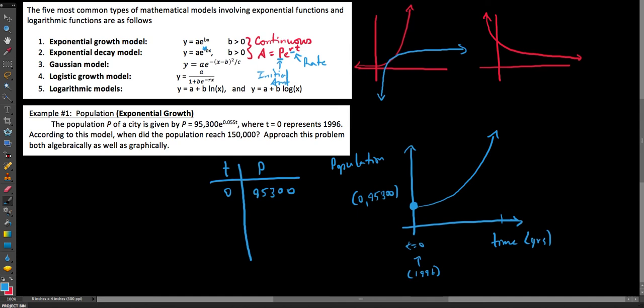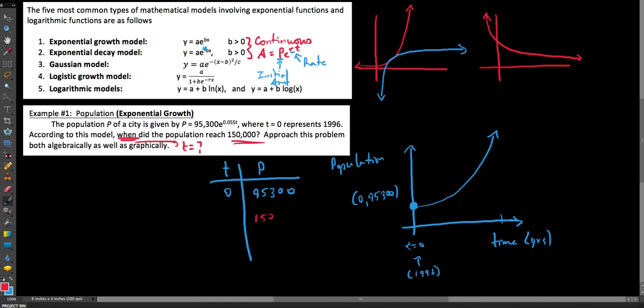What we want to do is ask ourselves this question: when does the population reach 150,000? In these problems that involve models, what you're going to see a lot of the time is I'm going to ask you for one of the variables. So when I say when, specifically we're looking for t equals what. So we're looking for t here, but I'm also going to give you a population.